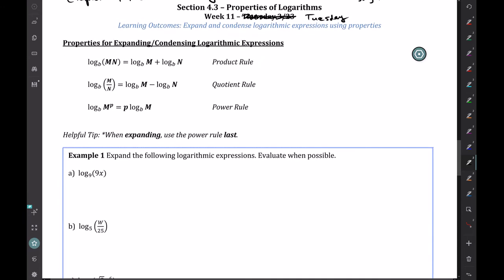Okay, now in section 4.3, we're going to work a little bit more with logarithms, and we're going to work with some common properties. The first one says that log base b of m times n is log base b of m plus log base b of n, and that's called the product rule. I claim that it's coming from the fact that b to the m times b to the n is the same as b to the m plus n.